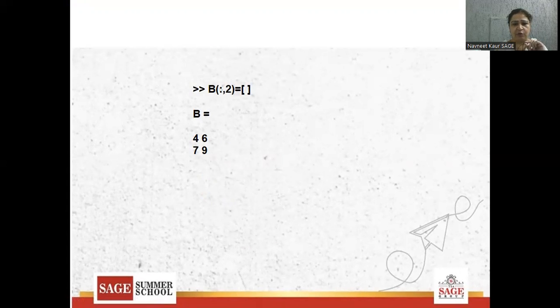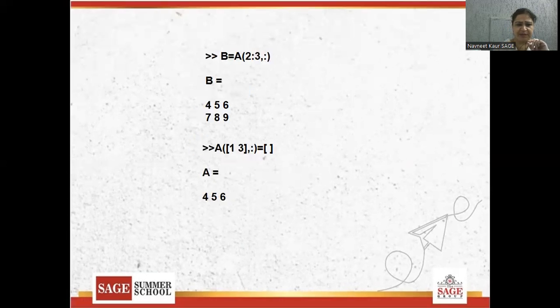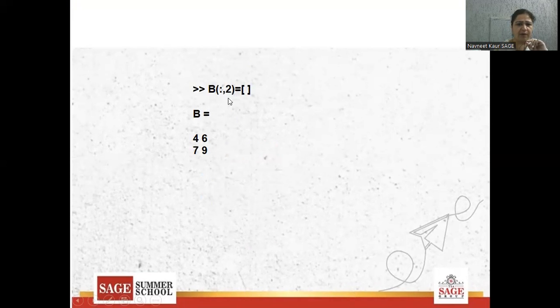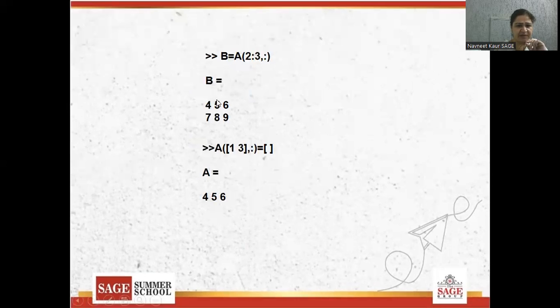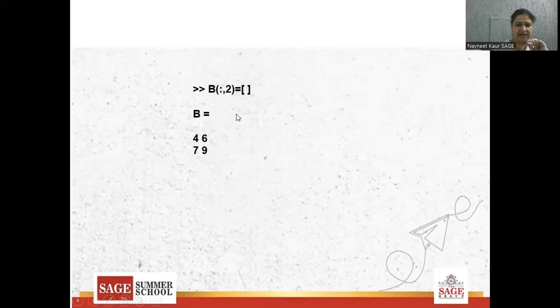Now here we can see one more example. We are given matrix B, which is 4, 5, 6 and 7, 8, 9 arranged in 2 rows. Now I have taken colon, comma 2. Here the colon before the comma specifies the row parameter. Colon means I am taking all the rows, and 2 means I am taking only the second column, is equal to a null matrix. That means in matrix B, the second column will be deleted. So I'll be left with 4, 6, 7, 9. When I execute this command, I'll get 4, 6, 7, 9.